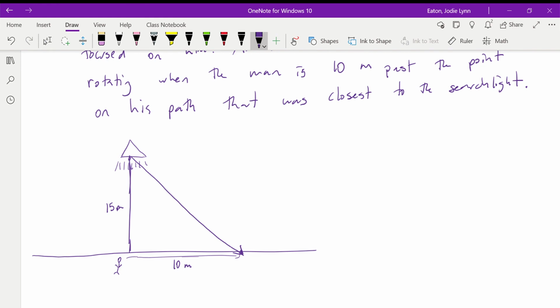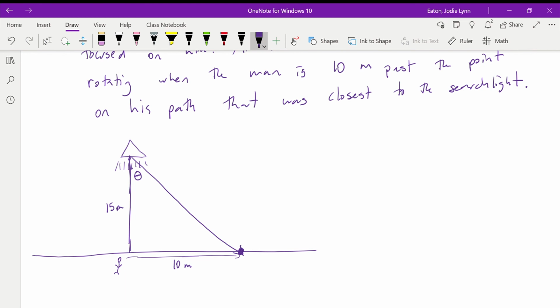rotating, so what rate. So how do we define a rate of rotation? Well, we're looking at how the angle is changing. To say how fast something is rotating if it's not actually moving, we use the change in the angle versus the change in time. So we're going to let this angle be theta, and we're going to be looking at how theta is changing with respect to time at the moment where the man is right here.